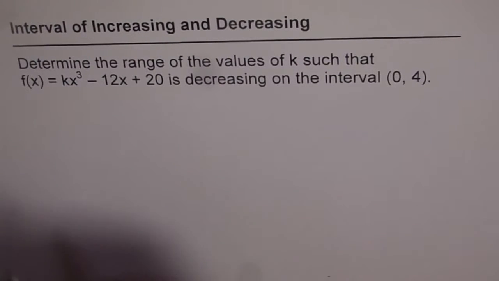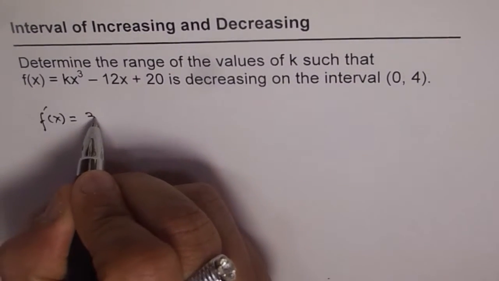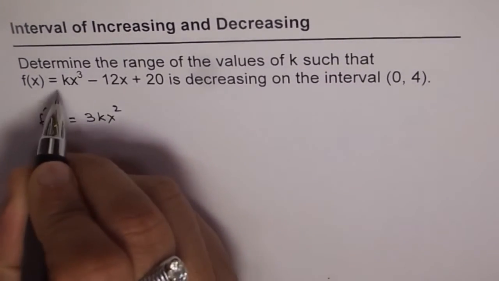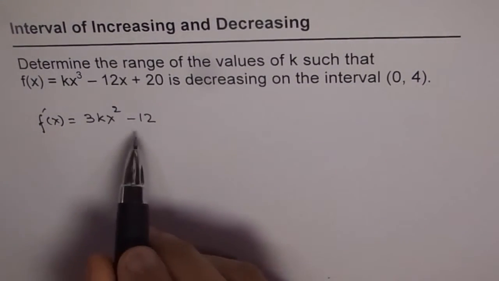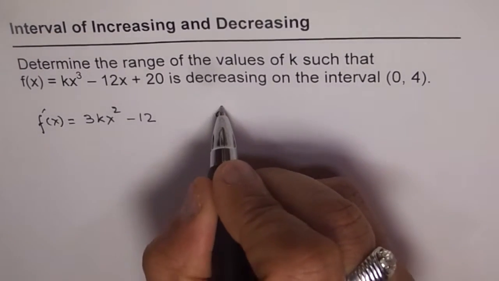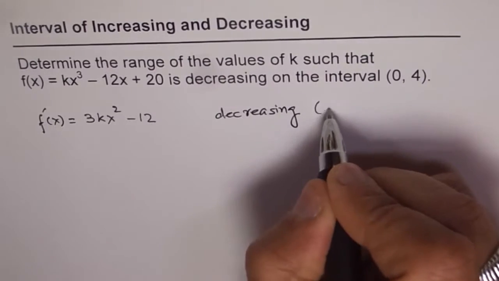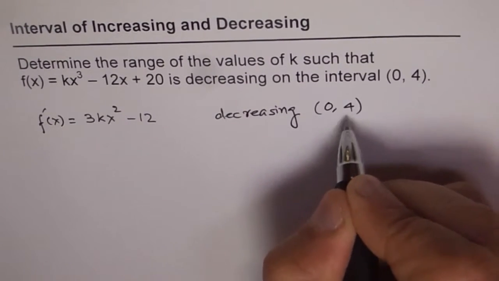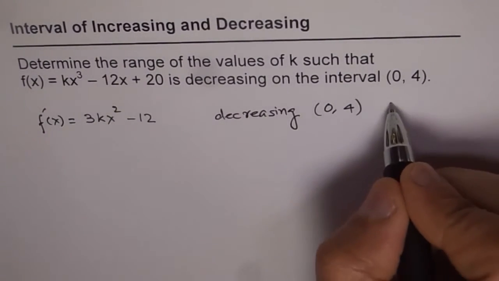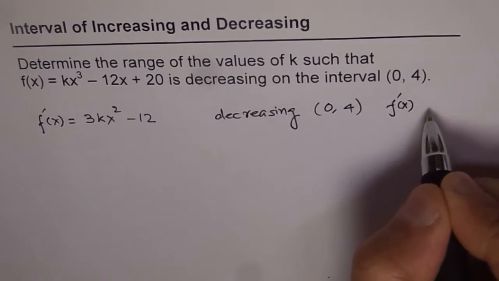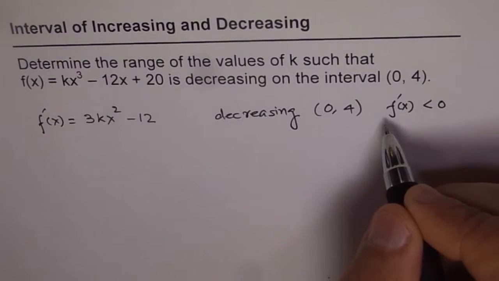So the strategy is going to be the same. Let's first find the derivative. The derivative will be 3kx^2 - 12, right? Now we say it is decreasing in the interval 0 to 4. So when it is decreasing in the interval of 0 to 4, that means f'(x) should be negative, less than 0 in this interval, correct? That is what it means, correct?